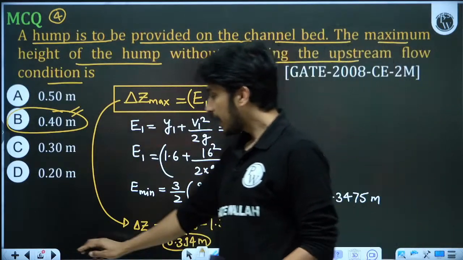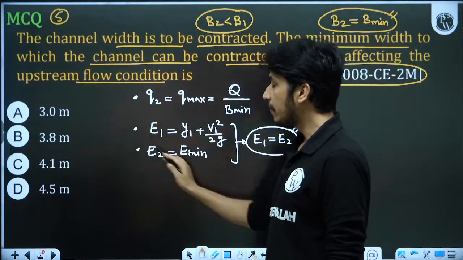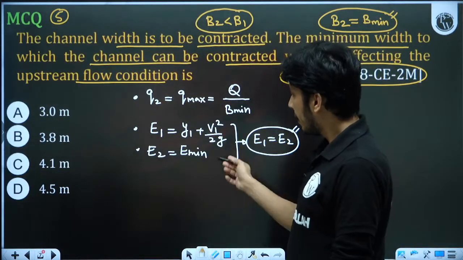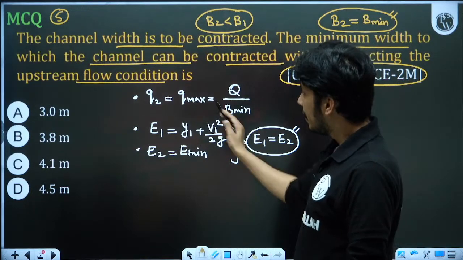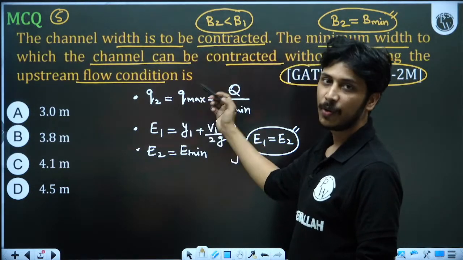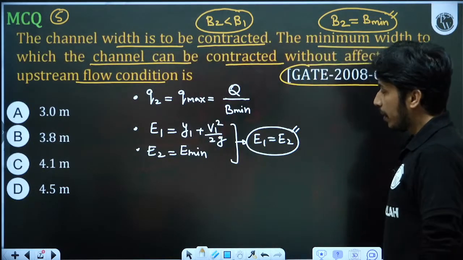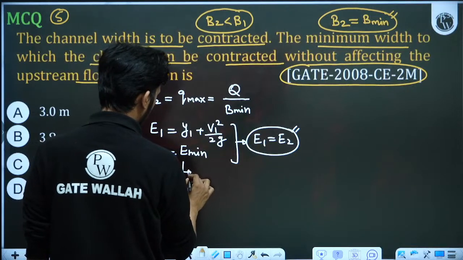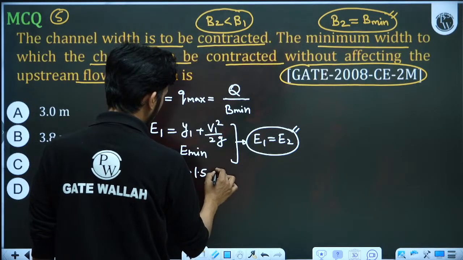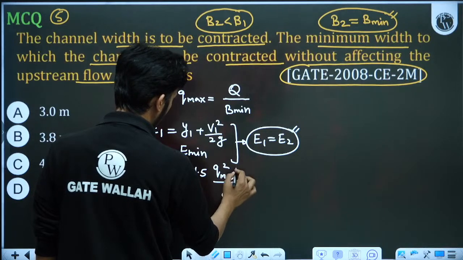The upstream flow conditions are not affected, so E1 will not change. E1 will be the same. But E2 will now become E minimum, that is 1.5 YC, and YC will be Q max square by g raised to power 1 by 3. So E2 is now in terms of Q max.